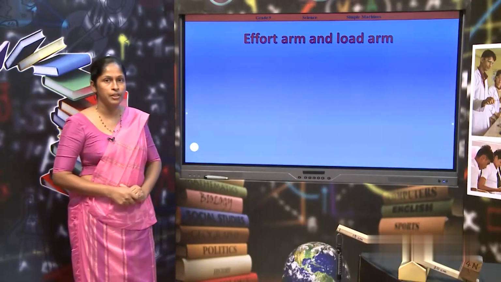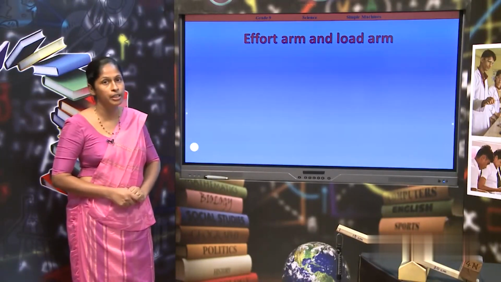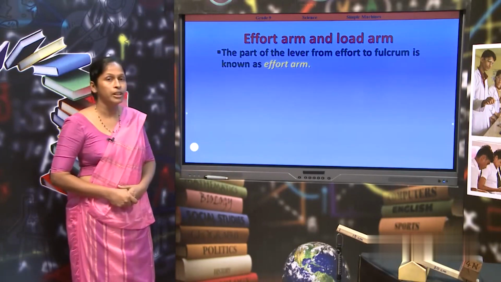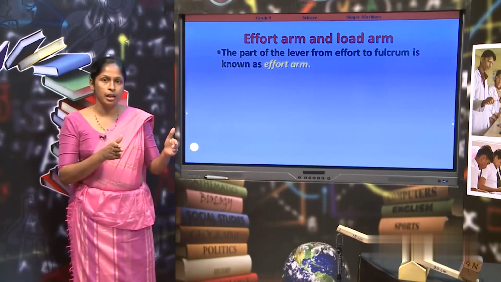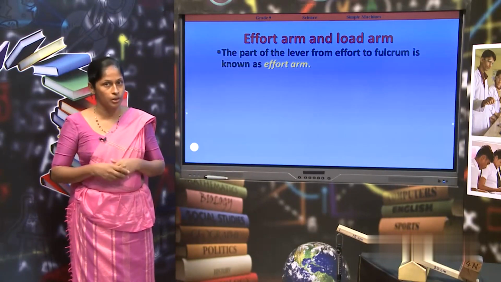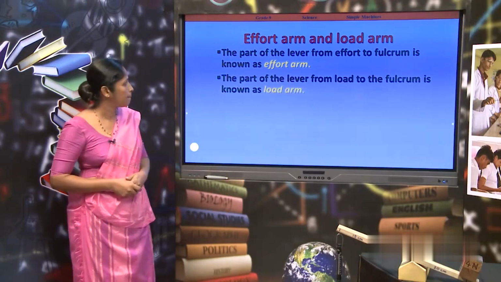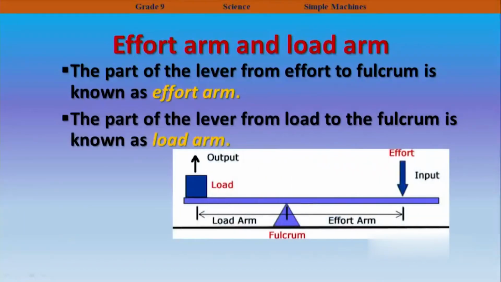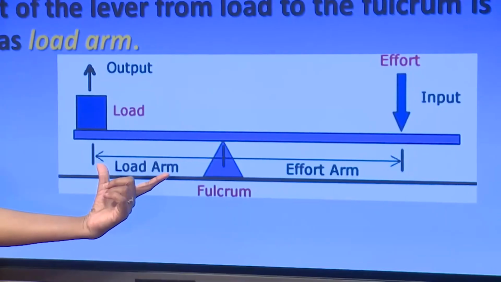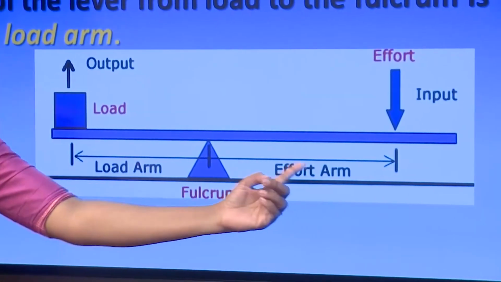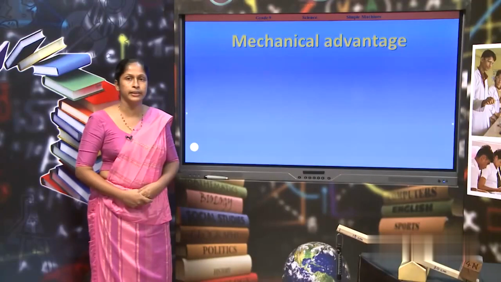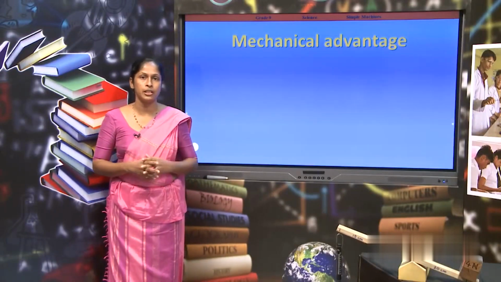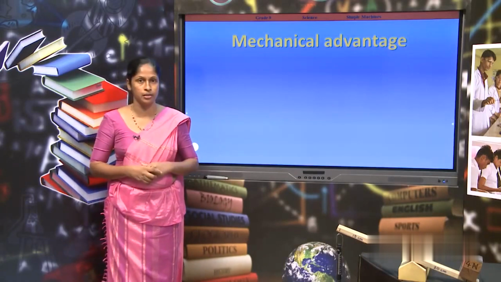Two important parts of the lever are the load arm and the effort arm. The part between effort and fulcrum is called the effort arm. The part between fulcrum and load is called the load arm. In the figure you can see fulcrum, load, load arm, effort, effort arm.